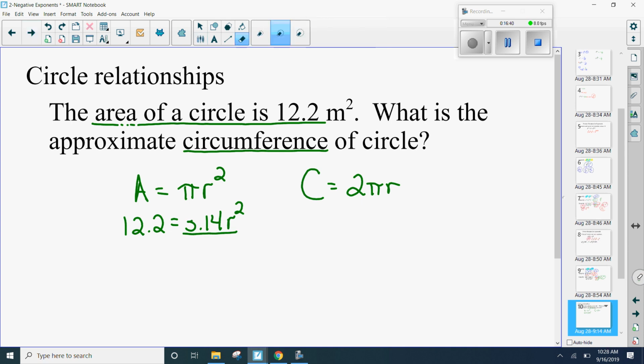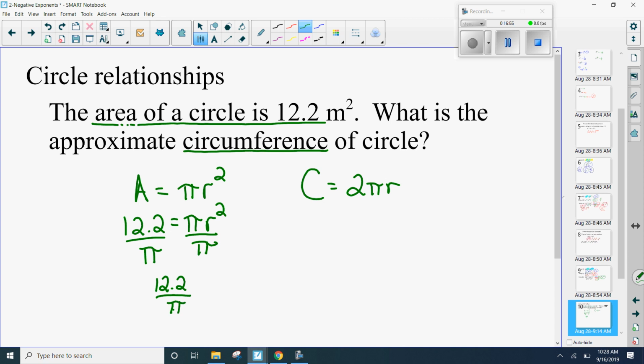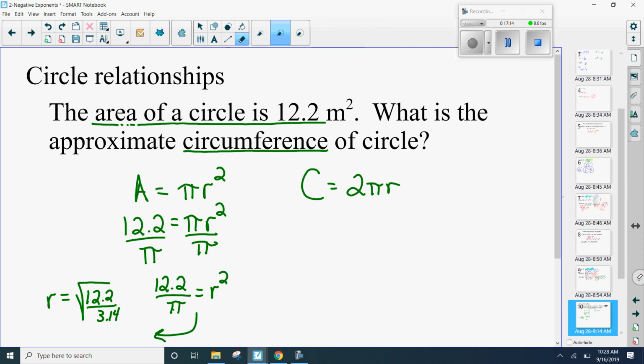For this purpose, I'm just concerned about the process you go through. So I'll go ahead and put it as pi. Divide by pi, but then what do you have to do? You have to take the square root. So you have 12.2 divided by pi is equal to r squared. To get rid of a square, you have to take the square root. So that means your radius is equal to the square root of 12.2 divided by 3.14, whatever that is. Divided by pi. It's going to be right around 4, correct?